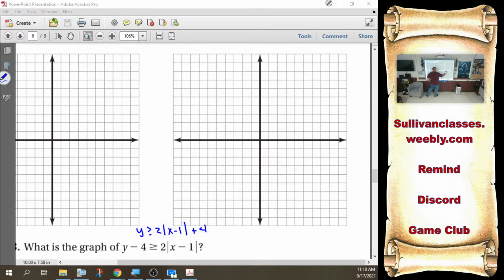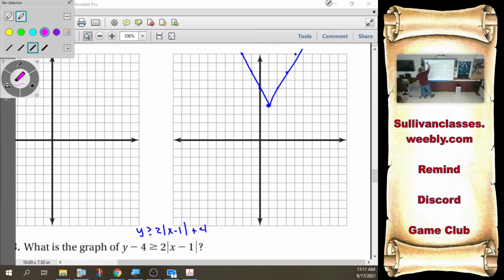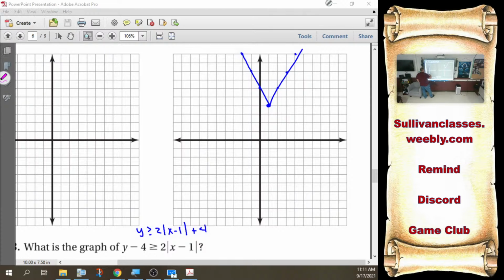I go right 1, up 4. Slope on the right-hand side is a positive 2. So up 2, right 1, up 2, right 1, up 2, right 1. It's a V, so I mirror that across an axis of symmetry from the vertex: up 2, left 1, up 2, left 1. Solid or dotted. More ink here, more ink there. Just like swing and a miss on that last point. And this says y is greater than or equal to the v.